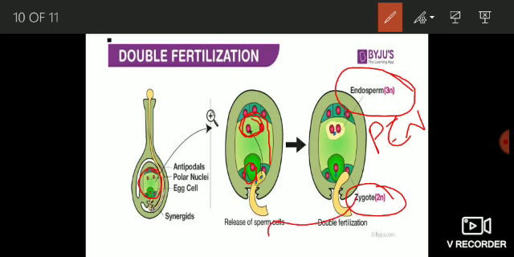The zygote ultimately results in the formation of the embryo, and this embryo is diploid, and the primary endosperm nucleus results in the formation of the endosperm, or food for the developing embryo. And once these events take place, ultimately the ovule gets converted into a seed, and in the next generation when you sow the seed in the soil, you will get the sporophyte back.